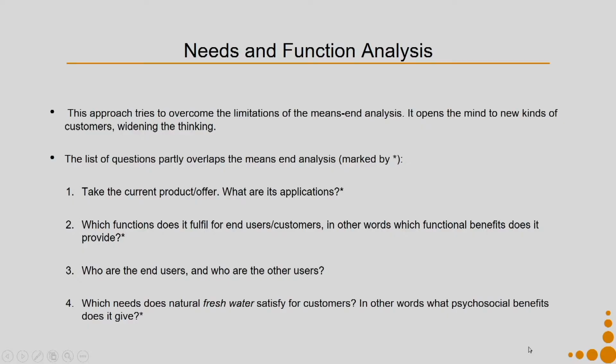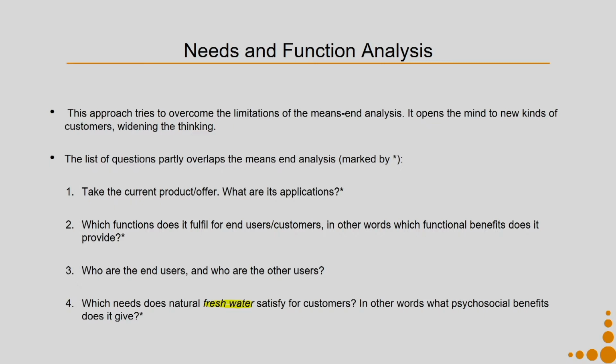I had decided my end users are going to be domestic users. But now I start thinking, can the same product be used by other users also? Say, for example, small shop owners, small office workers and so on. Which needs does natural fresh water satisfy for customers? Because I have fresh water here, you will put whatever your project is in that particular location.